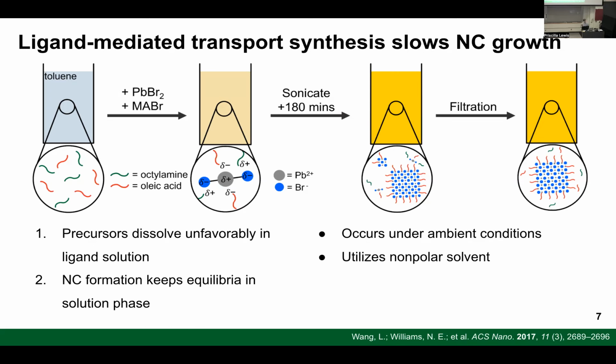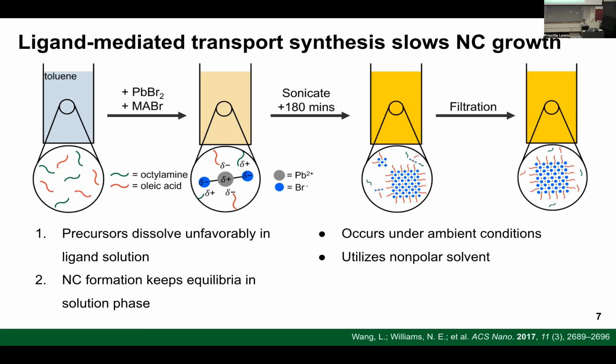So we start with our nonpolar toluene solution, and in it are our octylamine and oleic acid capping ligands. We then add our precursors, lead bromide and methylammonium bromide. And what we believe happens next in the reaction mixture is that the organic capping ligands create a partial charge with the lead bromide salt, thereby potentially inducing nucleation.